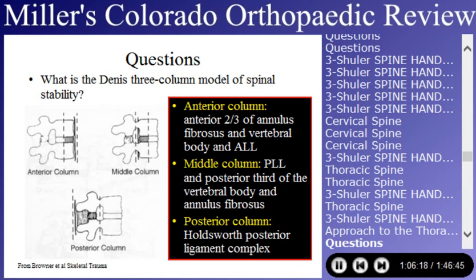3-column spinal stability covered in your lectures. Do not forget what comprises the columns, though. Okay? Anterior, 2/3 of annulus fibrosis, vertebral body. ALL is the anterior column. Middle column, PLL, posterior third of the vertebral body, and annulus fibrosis. And the posterior complex is the Holdsworth posterior ligamentous complex of the posterior column.